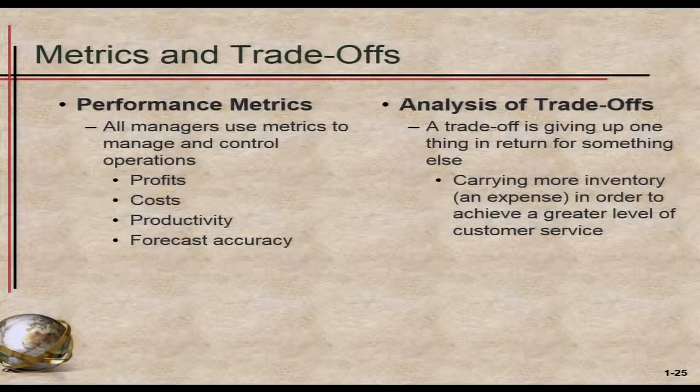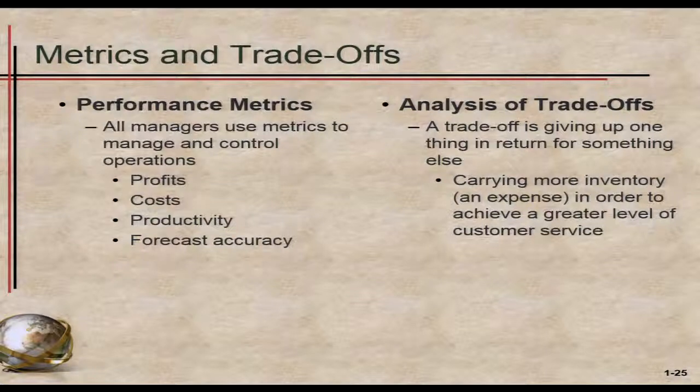Metrics and trade-offs. We'll talk about several different metrics in this class. Since we're in the school of business, we definitely know that we talk a lot about profits, maximizing our profit, costs, minimizing our costs, productivity, forecast accuracy. For forecast accuracy, is it the more the better or the less the better? The more the better, right? We want to have a higher forecast accuracy. Okay, great. And we will analyze a lot of trade-offs.